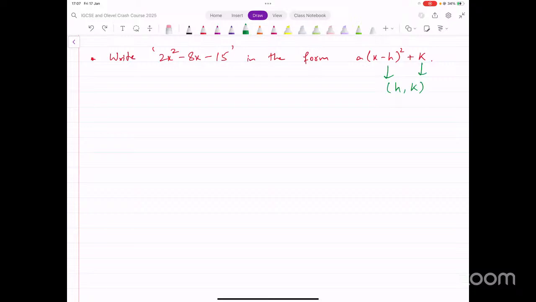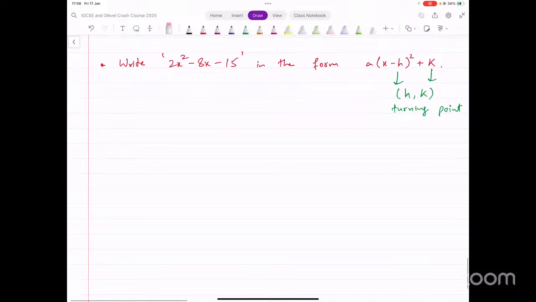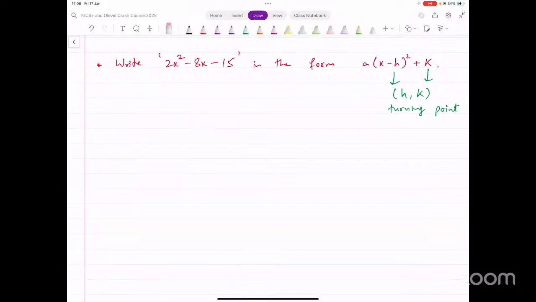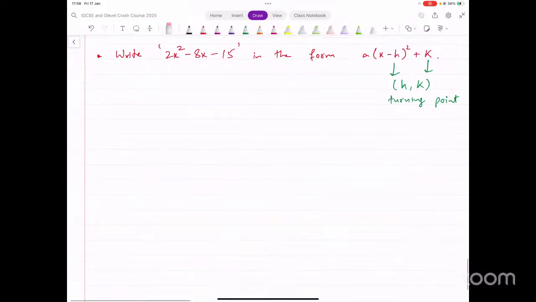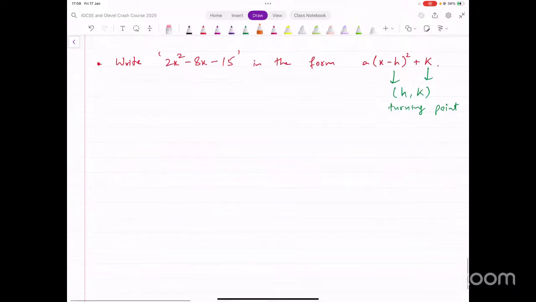H and k is the turning point. If you want to convert something to a form like this, a very quick way of doing that, which does not involve a very complicated calculation, is that you find the turning point first, and then in place of h and k, you input the coordinates of that turning point. So let me show you how that works.